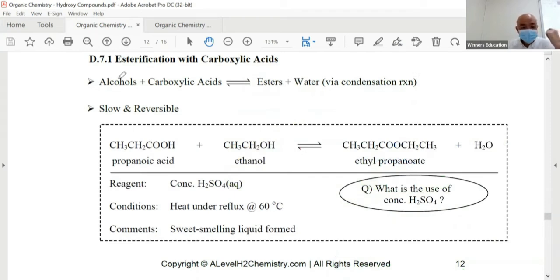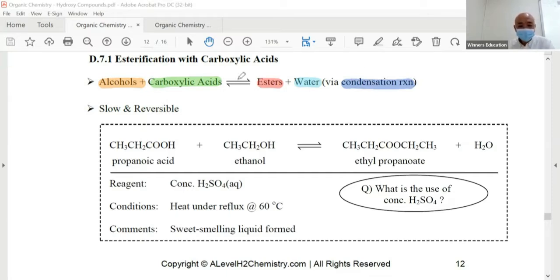Alcohols, let's use orange, can form esters. How? By adding carboxylic acid. There's a byproduct called water. The reaction they undergo is called a condensation reaction because water is being condensed out. A small molecule is being removed as the product is formed. Okay, that's called condensation. Now, the keyword over here is this.